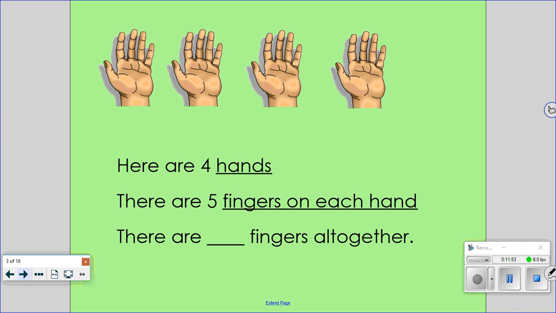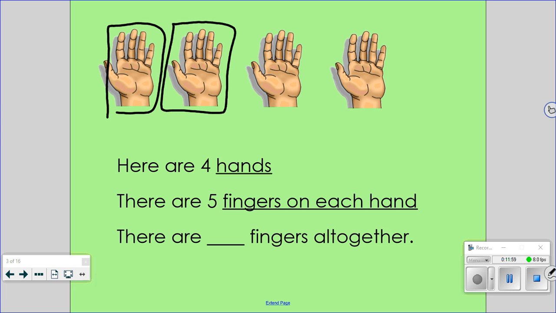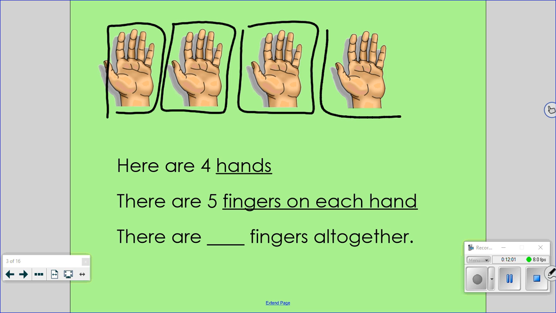I'm going to multiply them. Each of my hands is a group. There are five fingers on each hand. Five on this one, five on this one, five on this one. I want to know how many fingers there are all together, all the hands included. How could I figure that out? Lucy? I could count by fives.